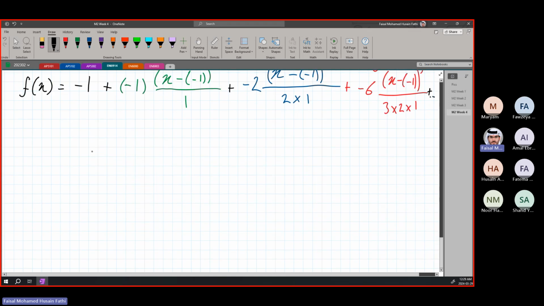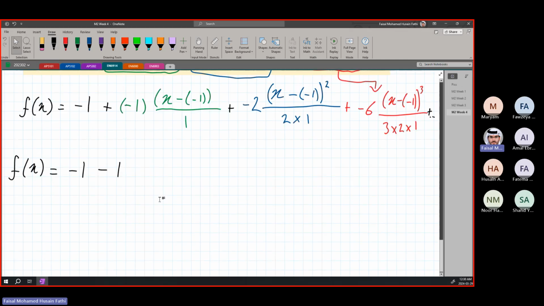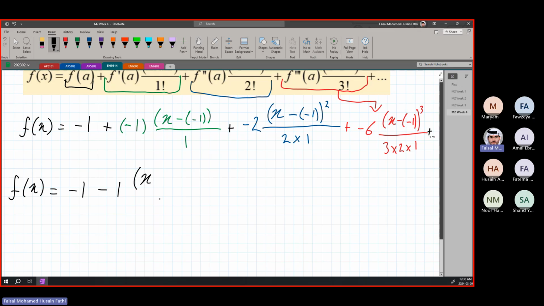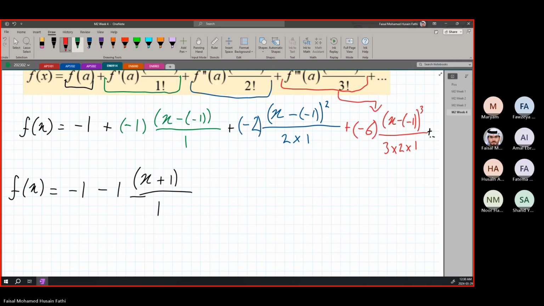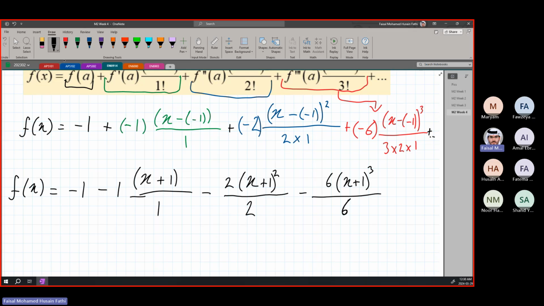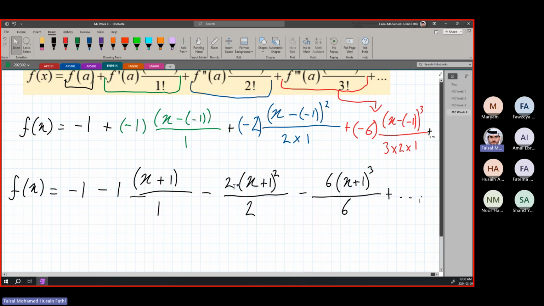Now, if we just simplify this equation, f of x is equal to minus 1, plus into minus becomes minus, so minus 1 again, times x minus times minus becomes plus 1 divided by 1, and then plus minus 2, let me put here some parentheses so there's no confusion, plus into minus becomes minus 2 times x plus 1 squared divided by 2, plus into minus becomes minus 6 times x plus 1 cubed divided by 3 times 2, which is 6, plus dot dot dot. Okay, because it is continuously going.